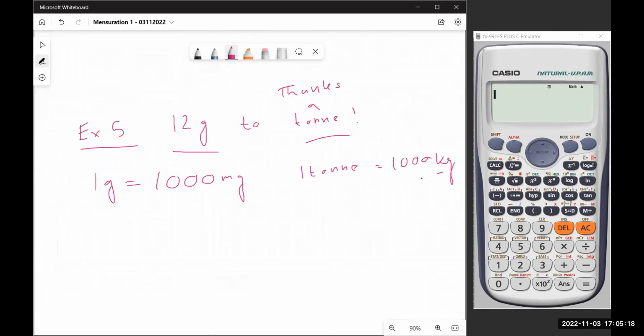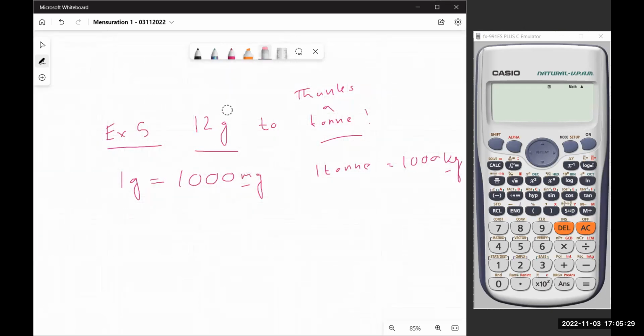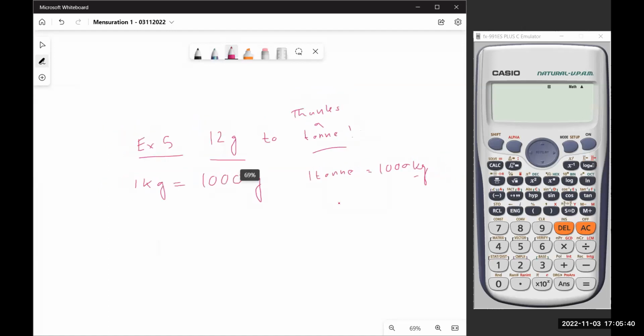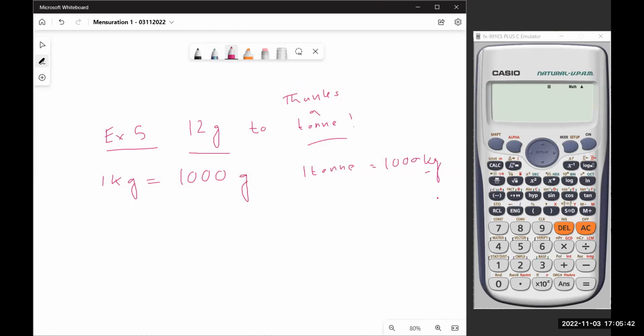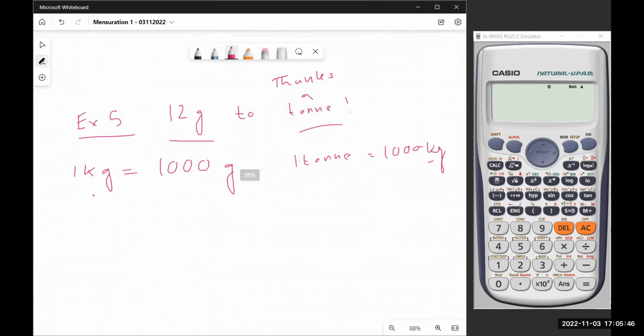But the thing is, this is kg and this is mg. We don't have anything common. Do I have any rule of gram which also has kg in it? Any rule for gram which has kg in it? Can I directly say that 1 kg equals 1000 gram? Yeah, 1 kg equals 1000 gram. Right? Okay. That's how we have.